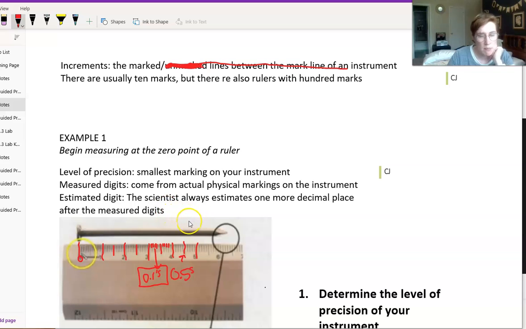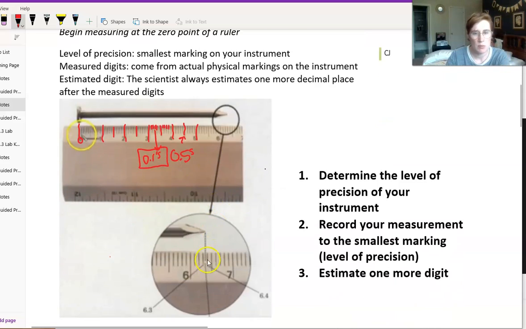Now there's two more vocabulary terms we need to define. The first is a measured digit. A measured digit comes from actual physical markings on the instrument. So if we were going to look at the measured digits for this nail, I will zoom in over here so we can see the tip of the nail. We can see that it's at the 6 mark, so we're going to write 6. That's a measured digit because it's an actual line. And then we can see the nail goes right in between this line and this line. So let's say this is 6.1, 6.2, 6.3. So 6.3 is actually a measured line on the instrument. So these are both measured digits, okay?